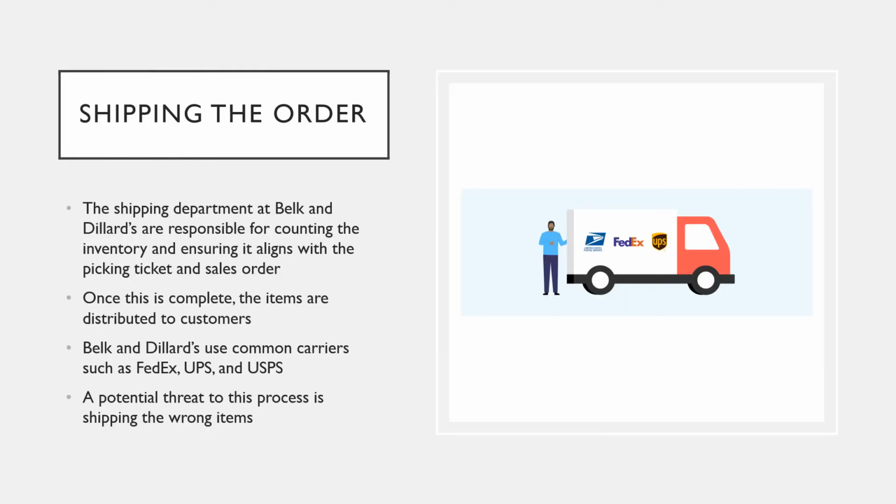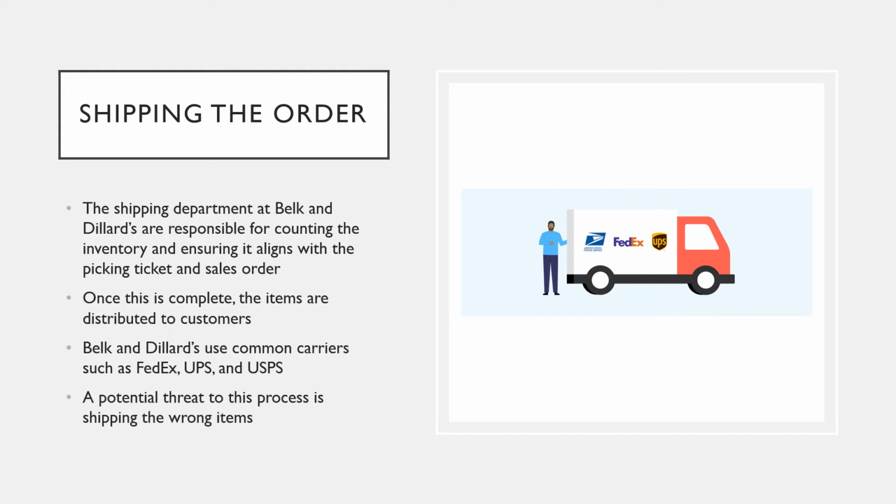The second step of the shipping process is shipping the order. The shipping department at Belk and Dillard's are responsible for counting the inventory and ensuring it aligns with the picking ticket and sales order. Once this is complete, the items are distributed to customers. Belk and Dillard's use common carriers such as FedEx, UPS, and USPS to distribute their orders to their customers.